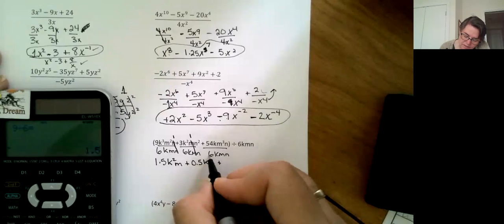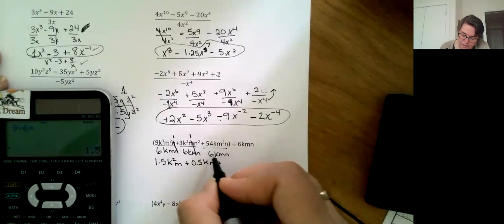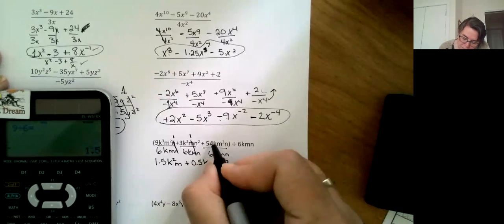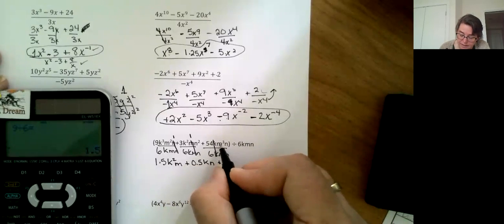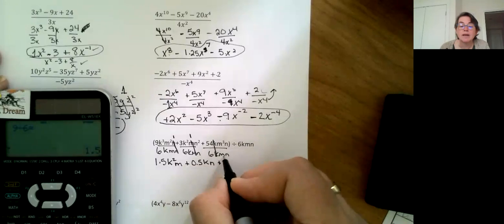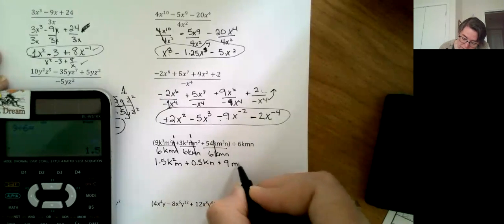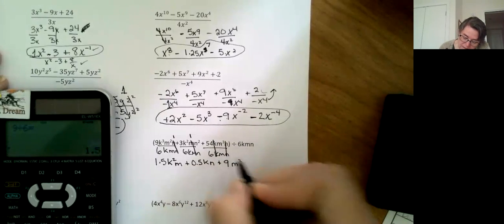Plus 54 divided by 6 is 9. My K's are going to cancel this time. M to the third divided by M is going to give me M squared. And my N's are going to cancel.